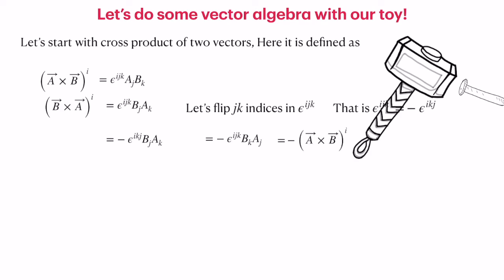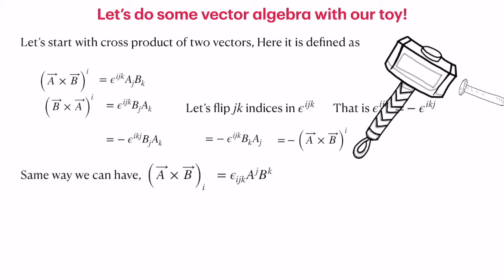Now we convert this into a vector equation. This is equal to minus A cross B. This is equal to minus the ith component of A cross B from the definition given here. So this is how we show that B cross A is equal to minus A cross B.